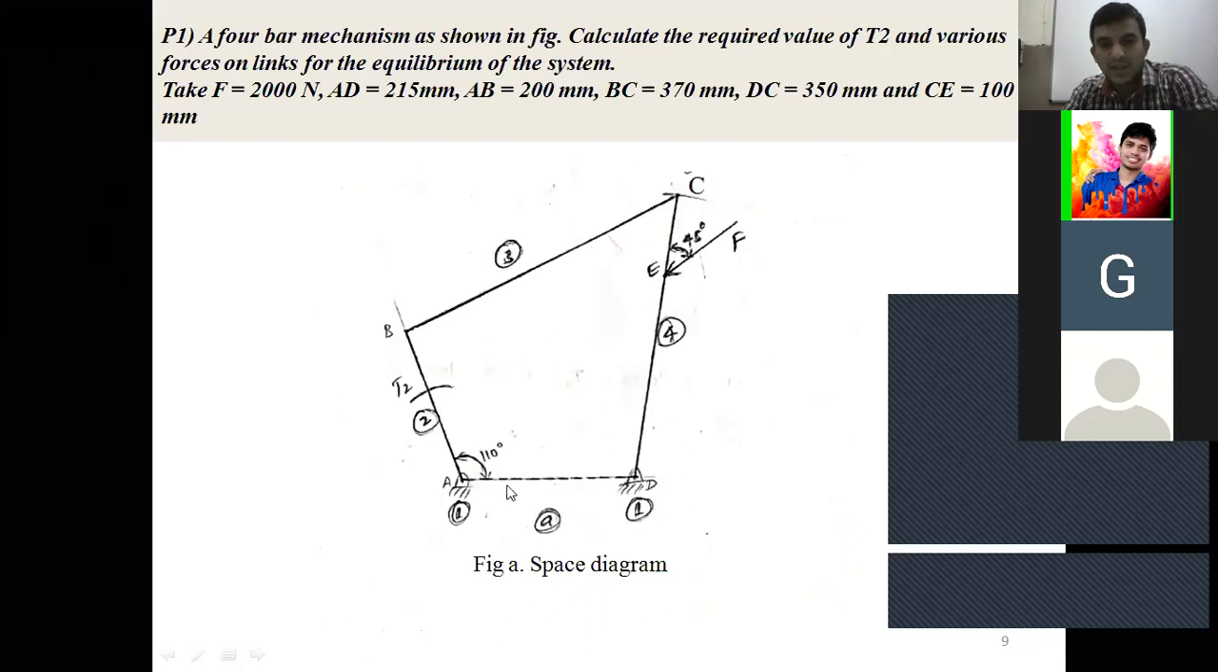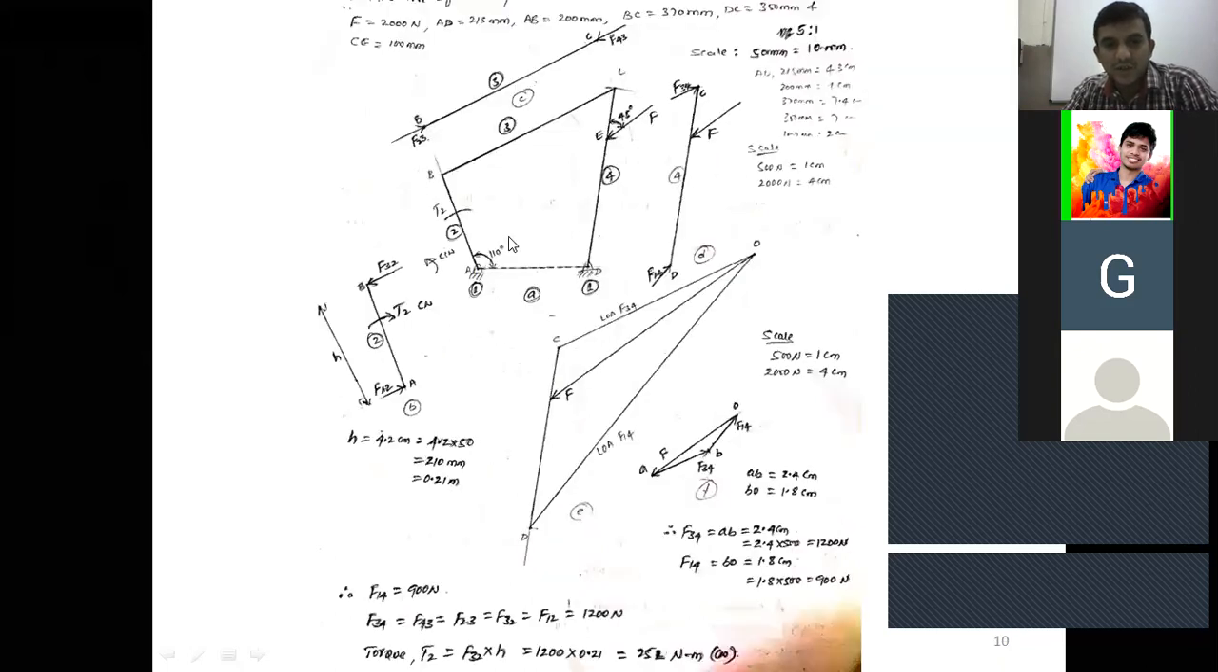Now see that with respect to the horizontal line, link 2 is at an angle of 110 degree. Now here also, with respect to horizontal, draw a 110 degree line with the help of a protractor, right? On the 110 degree line, what is AB? AB link is almost 200 mm, right? Convert into scale, it is 40 mm or 4 centimeter. Along 110 degree, measure 4 centimeter, then you will get point B, right?